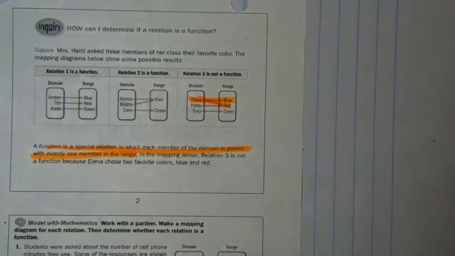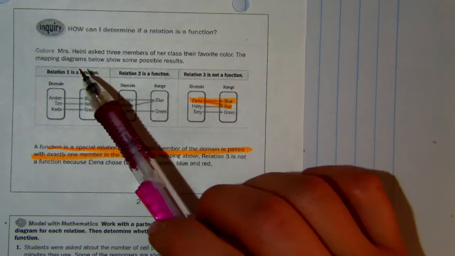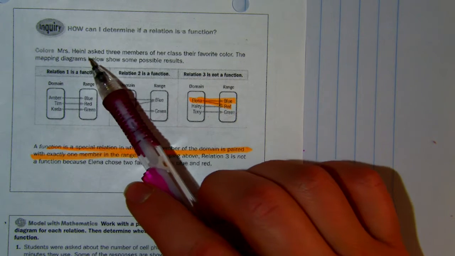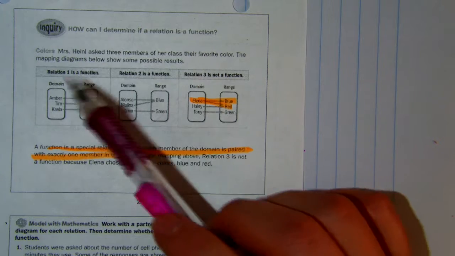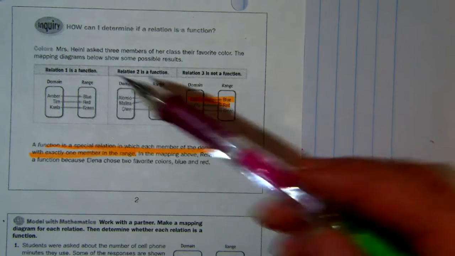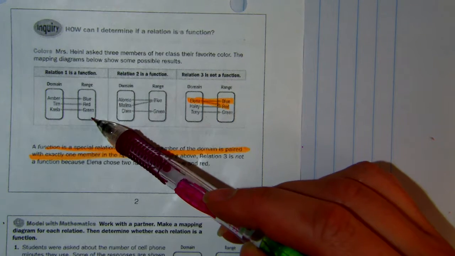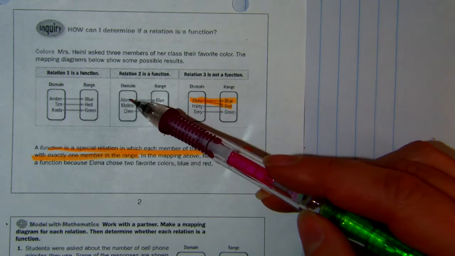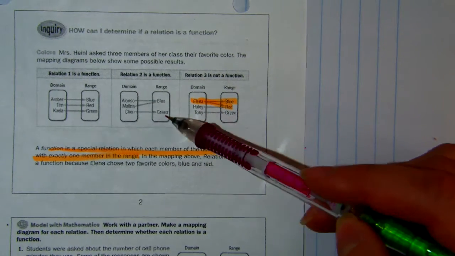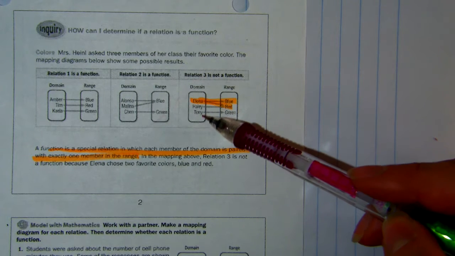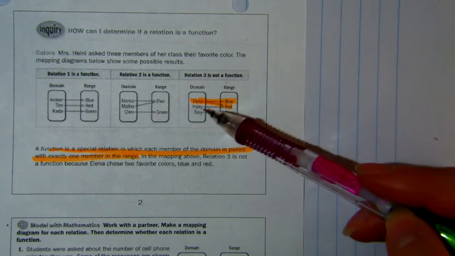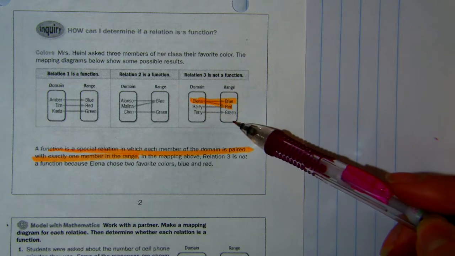You see that I've already got some things highlighted here, but it says Mrs. Heinel asked 3 members of her class their favorite color. The mapping shows below some possible results. So when she asked Amber, Tim, and Kayla, they all said red, blue, or green. She asked these 3 students, and they all had their own favorite color. When she asked these 3 students, Elena has 2 favorite colors, and these 2 students have 1 favorite color.